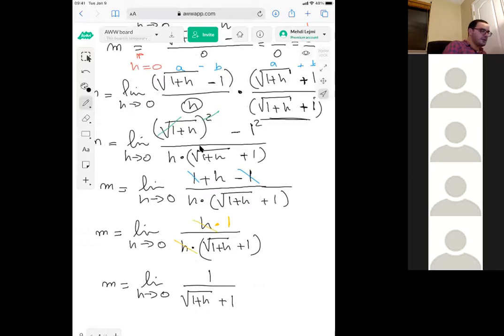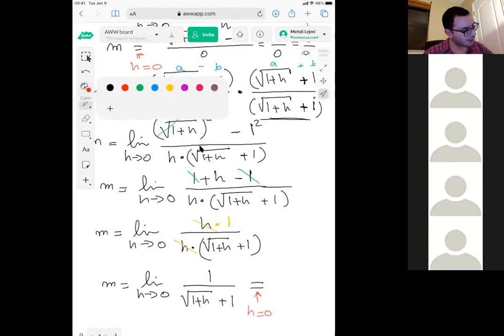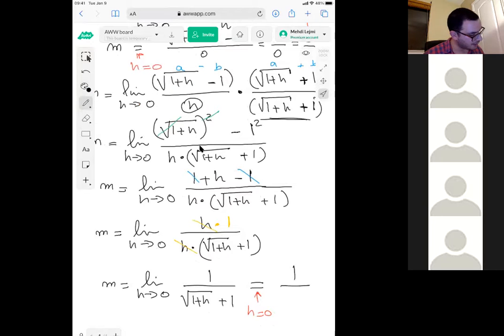So you see, guys, now we are done with the simplifications, right? All I have to do now is plug in h equals 0. So that will be 1 in the top, and then you're going to have the square root of 1 plus 0, that's 1, plus another 1. So that will be a half. That's 1 over 2.